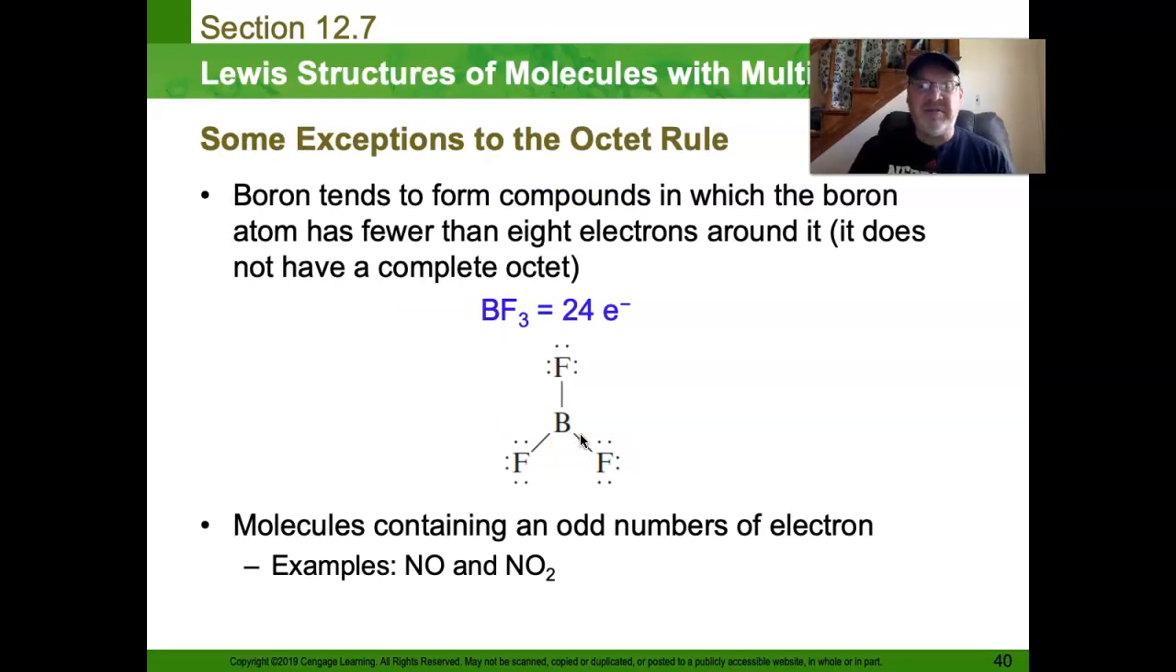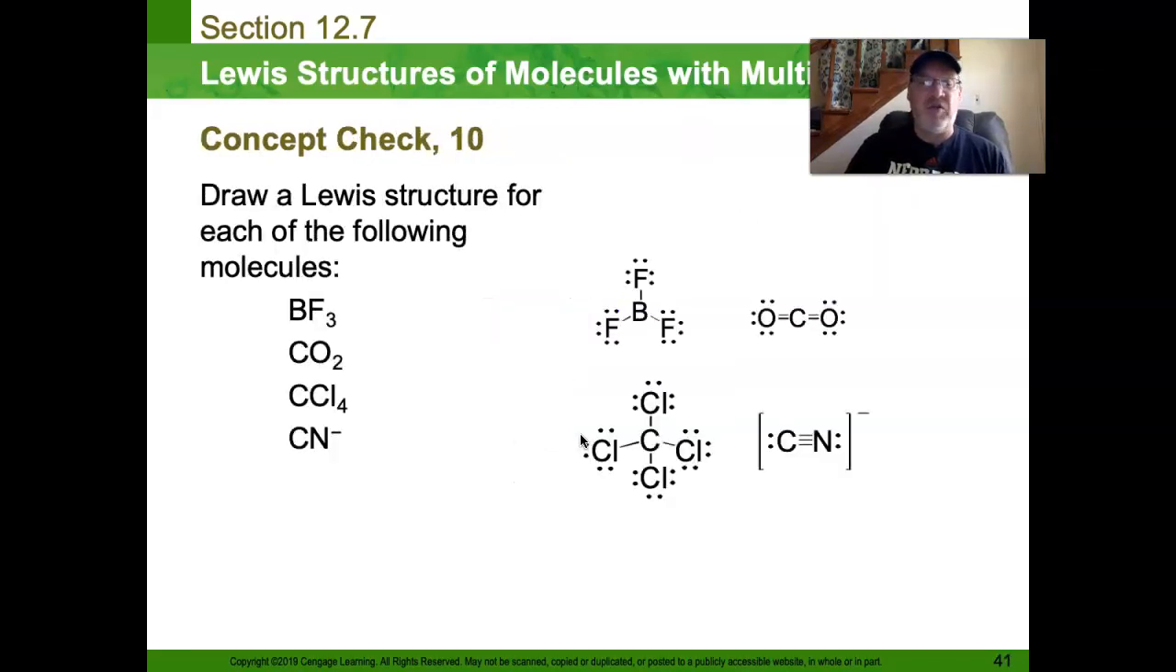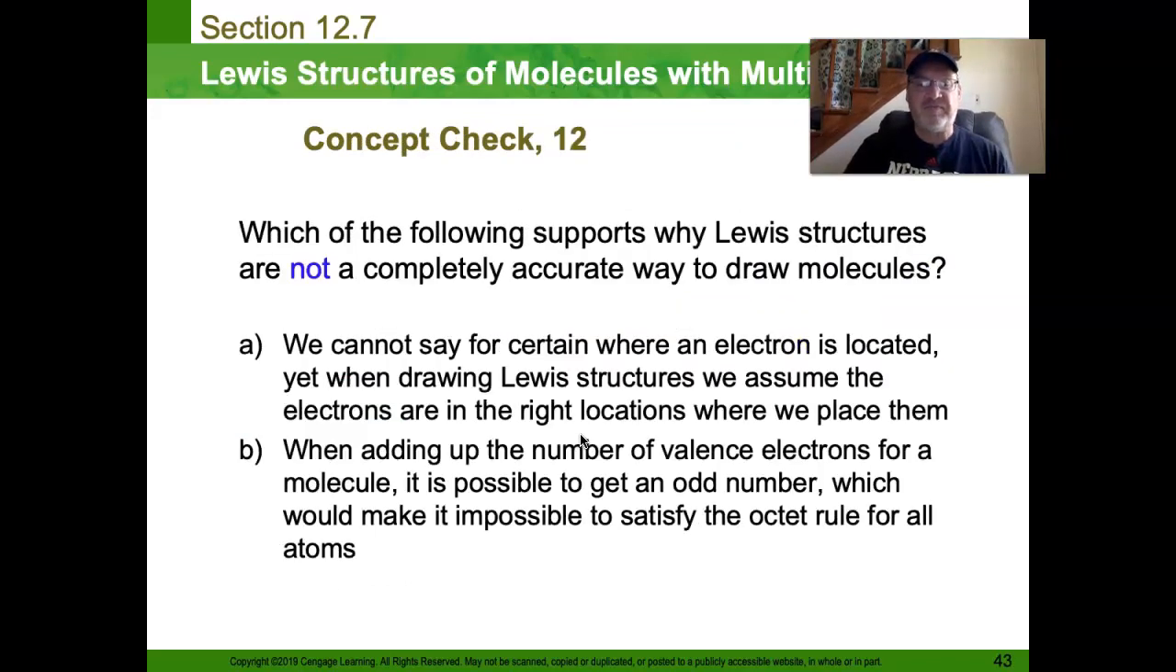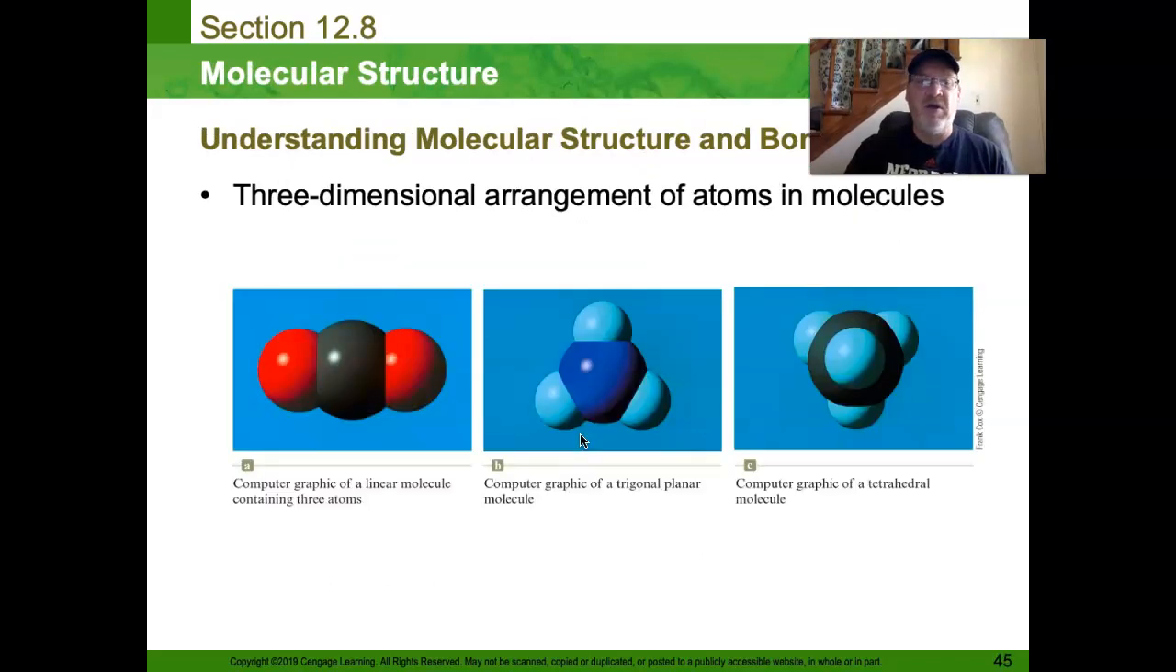There are some exceptions. Again, we always want that noble gas configuration, so we can have fewer than 8 electrons. And these are just some concept checks that you can read through. The last part of the chapter, now that we have the structure, there's a three-dimensionality to these molecules. This is the first one here. This is carbon dioxide. This is boron trifluoride. This is methane, CH4.